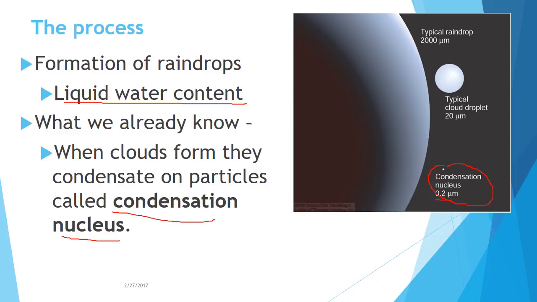Now, a typical cloud droplet is about 100 times larger, or 20 microns. And then a rain droplet is about 100 times larger than that, about 200 microns, or about 2 millimeters in diameter.